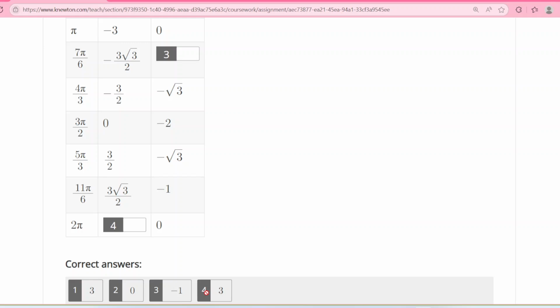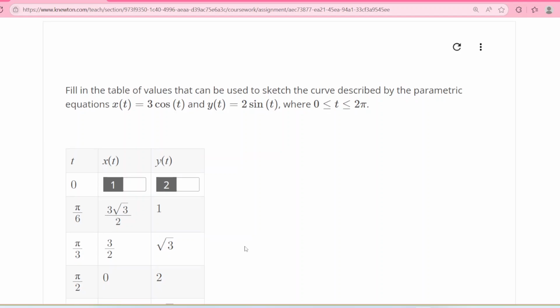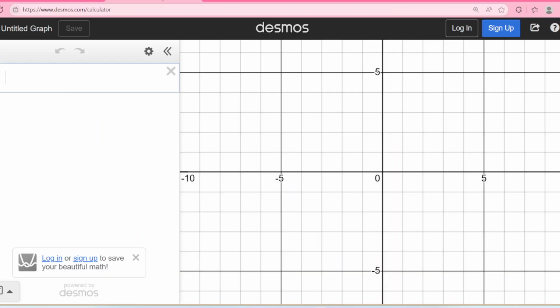So I did way more than was expected of me, but I just wanted to point out what the graph would look like and how I'd be drawing these things. All right, so then let me show you a better picture of this curve defined by these parametric equations in Desmos.